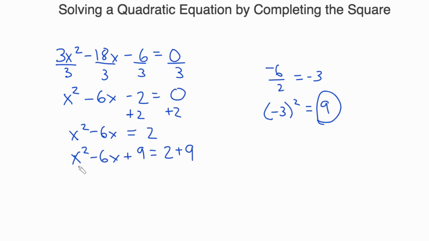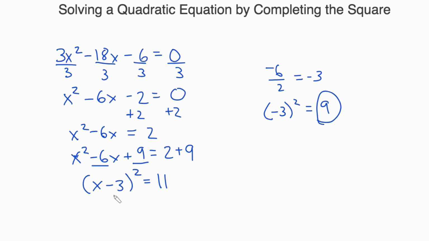So the next step, now we have our perfect square here. We can factor this x squared minus 6x plus 9. So we want a number that will multiply to 9 and add to negative 6. So that would be negative 3 and negative 3. So we could write x minus 3 times x minus 3, or we can just write x minus 3 squared, which is exactly what we want for completing the square here, equals 2 plus 9 is 11.